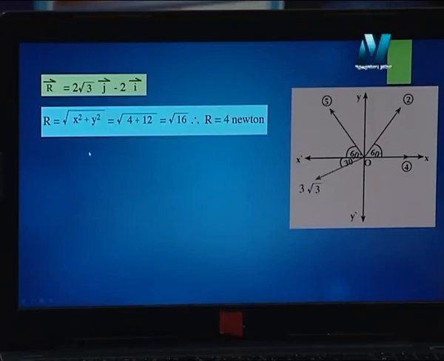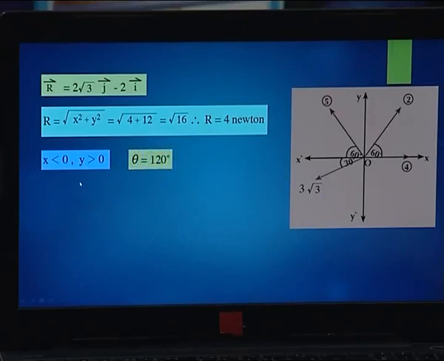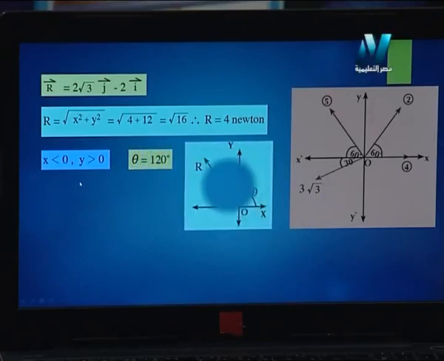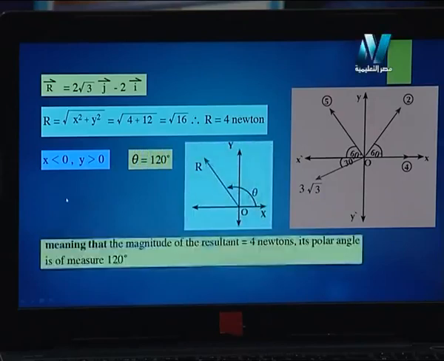R equals the square root of x power 2 plus y power 2, which equals √16, 4 newtons. And x is less than 0 and y is greater than 0, so theta equals 120 degrees. Meaning the magnitude of the resultant equals 4 newtons, and its polar angle has a measure of 120 degrees.